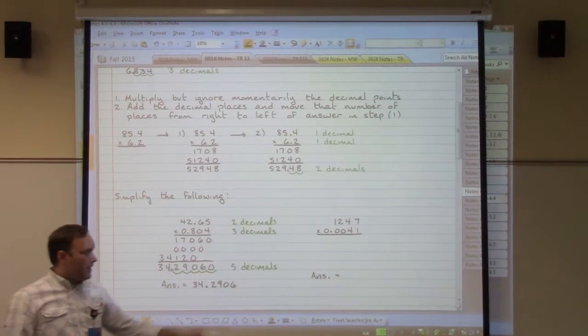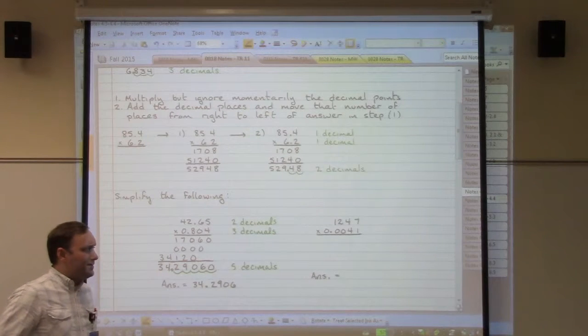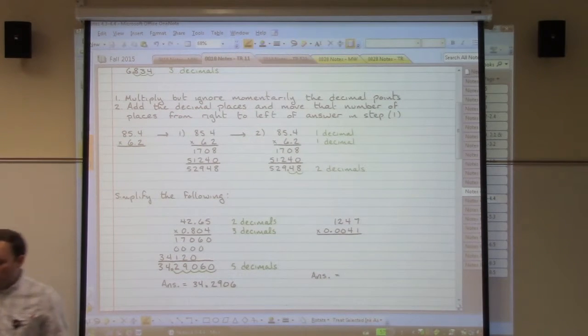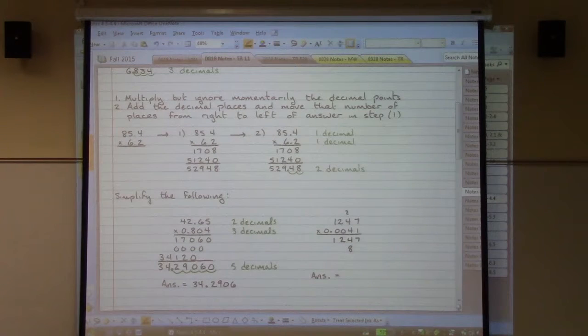Same general approach for the other example on the right side of the screen here, 1,247 times 0.0041. So we begin again by just multiplying as though the decimal points are not present. So 1 times 7, 1 times 4, 1 times 2, 1 times 1. 4 times 7, 4 times 4, 4 times 2, 4 times 4. And then go ahead and add down the columns.